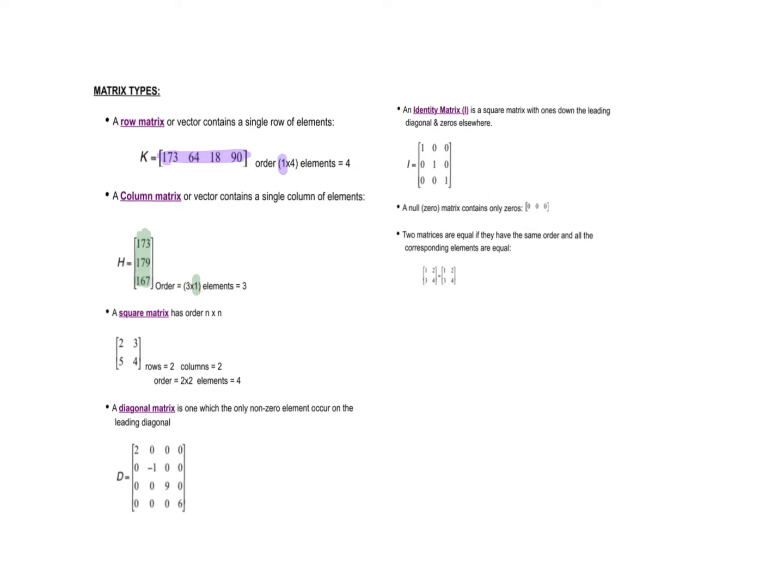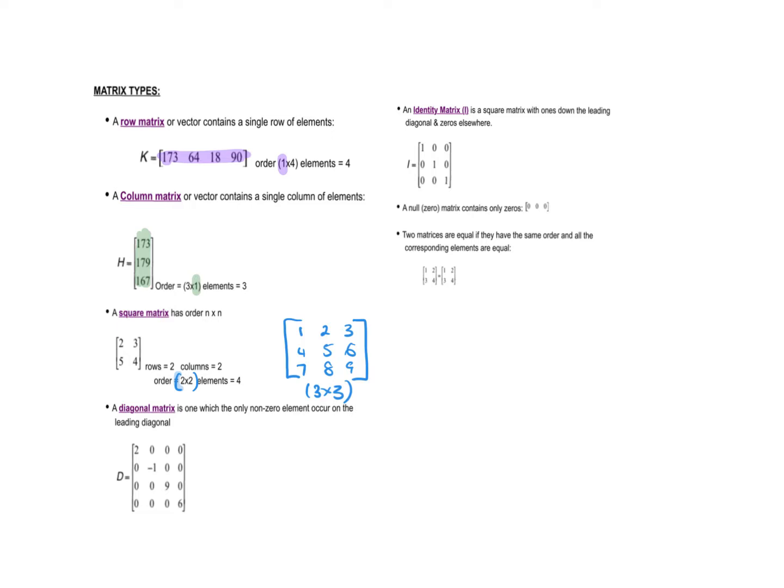Now with a square matrix, we have the same amount of rows as columns. So you can see this one here has an order of 2 by 2. If I have a 3 by 3, and I'm just making one up, that is also a square matrix. So the rows equal the columns.